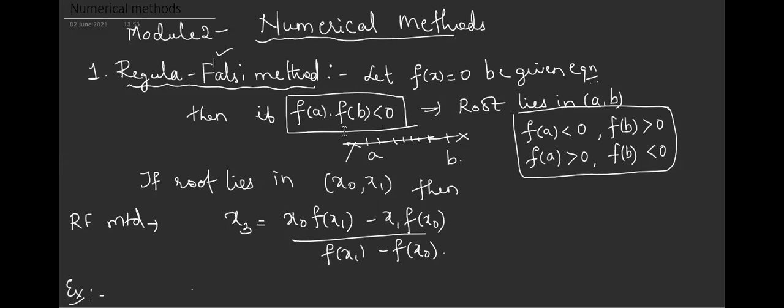For this, first you have to choose two numbers a and b such that this condition is satisfied. Next, you take those numbers. You can take the least one as x naught and the highest one as x1. Suppose the root is lying between 2 and 3 and this condition is satisfied, then x naught is 2 and x1 is 3. If I write the interval 2 comma 3, is it okay, or is it okay if I write 3 comma 2 also?